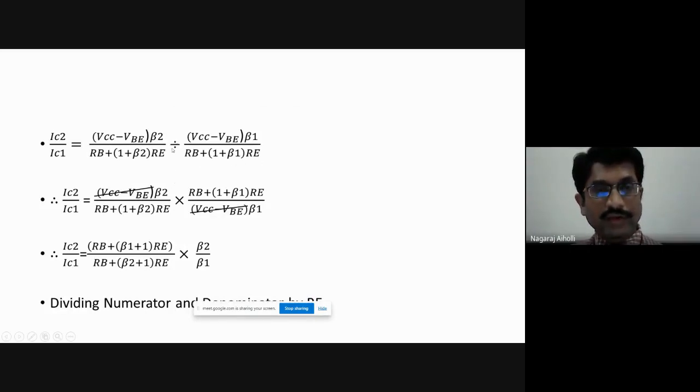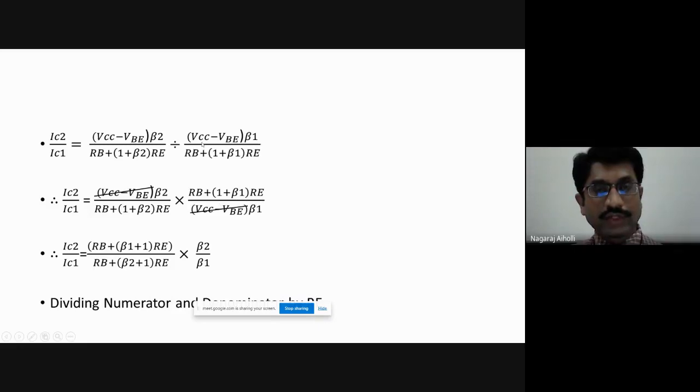After dividing, how you are dividing there, the procedure is cross multiply. So the denominator will come to the numerator and the numerator will come to the denominator. So it is VCC minus VBE into beta2 divided by RB plus (1 plus beta2) into RE, this into, the denominator will come to the numerator, so it will be RB plus (1 plus beta1) into RE.